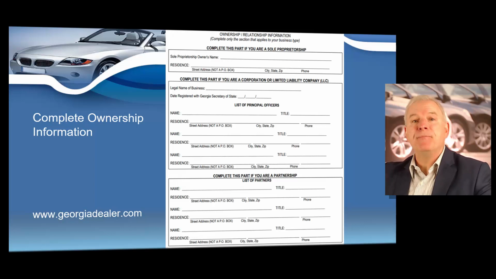So if you're a sole proprietor, you enter information in the first box. If you're a corporation or an LLC, you complete the second box. If you're a partnership, you will only complete the information in the third box on this page.